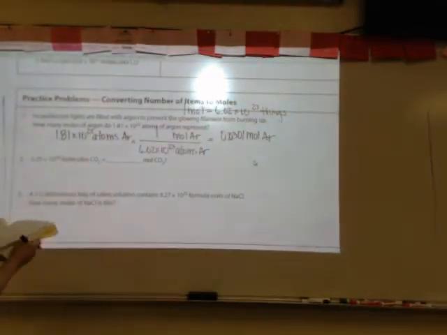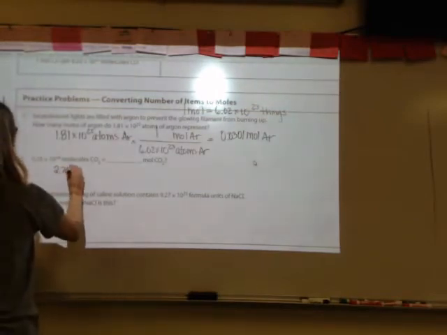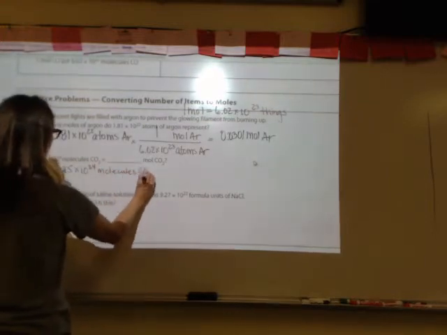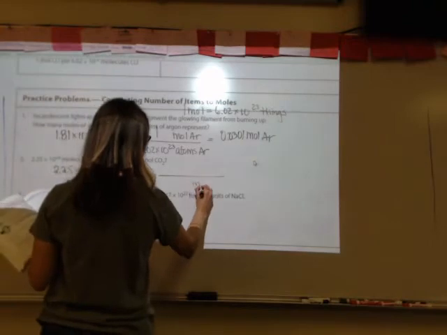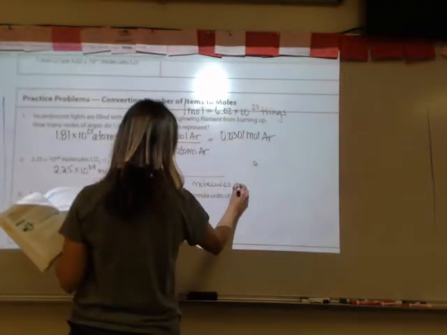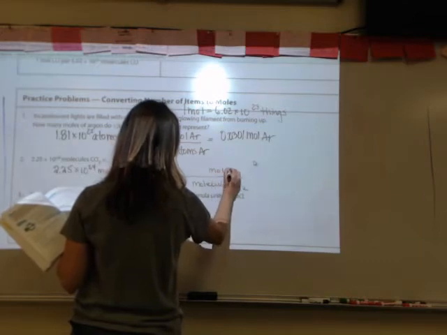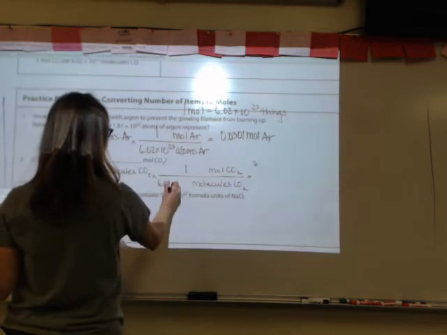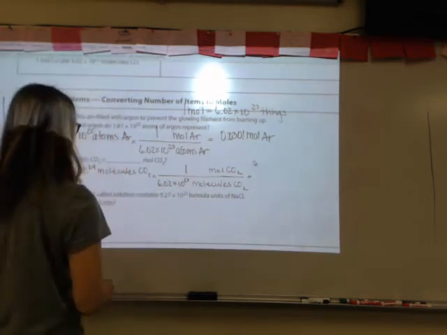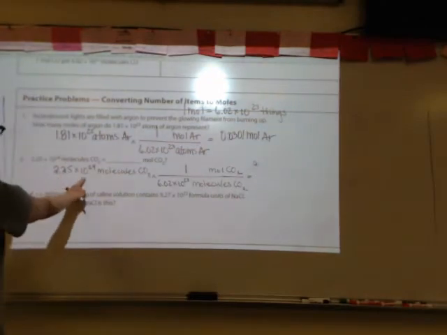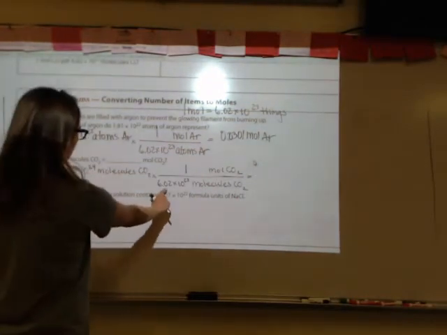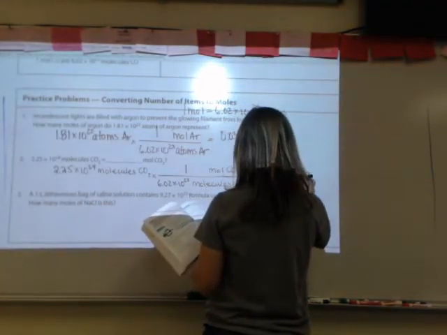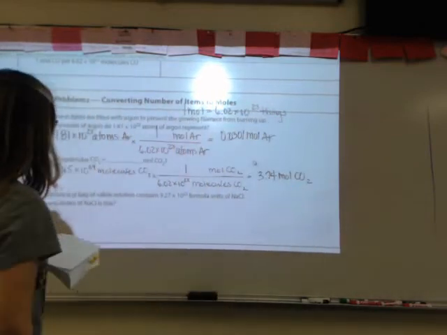For number 2, we have 2.25 times 10 to the 24th molecules of CO2. So molecules of CO2 will go on the diagonal. Moles of CO2 will go on top. The number 1 goes next to moles, and the 6.02 times 10 to the 23rd goes with my molecules. So this is 2.25 second E24 divided by 6.02 second E23. You're going to get 3.74 moles of CO2.